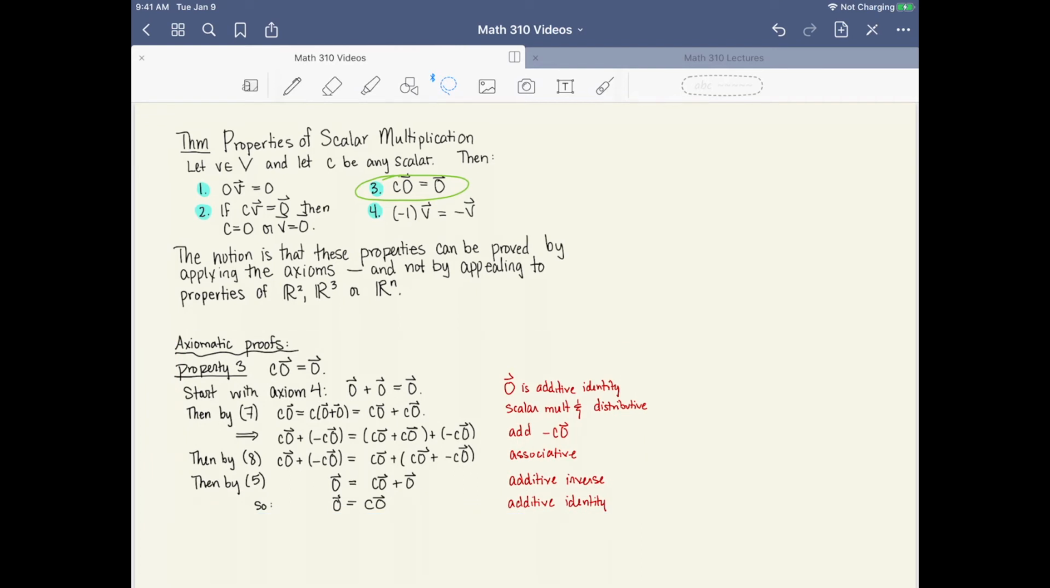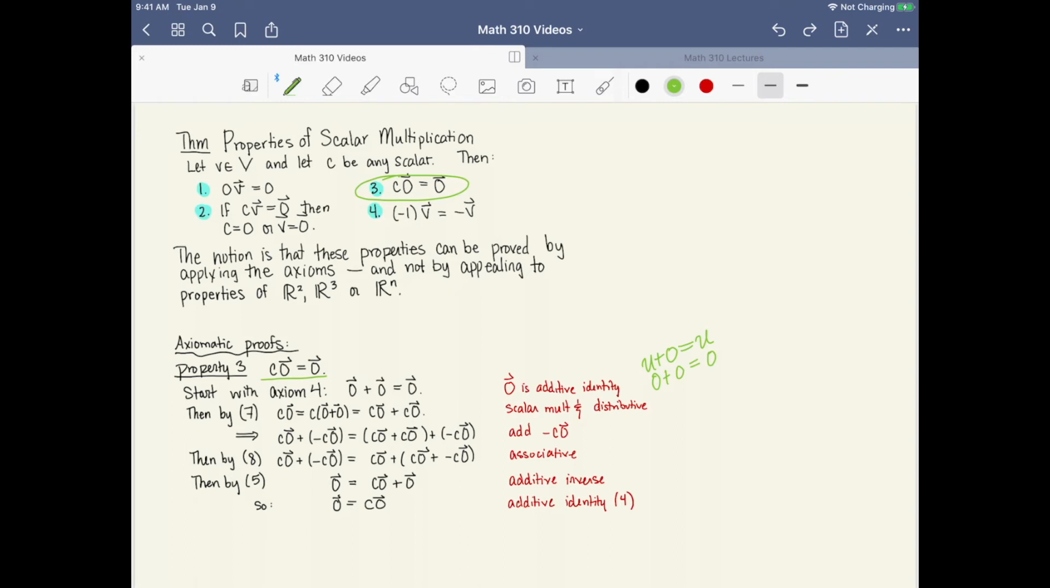We're going to start with axiom number 4. What we want to show is that scalar times 0 vector gives you 0 vector. Now what axiom 4 tells us is that if we take any vector u and we add it to the 0 vector, we get u back. So this also applies when u itself is equal to 0. This tells us that 0 plus 0 is equal to 0. And that's what's stated right here. So this is just a statement of axiom 4 in the case that u is equal to 0.